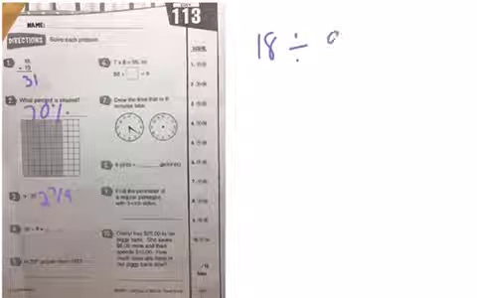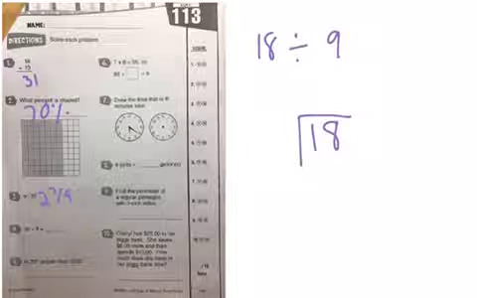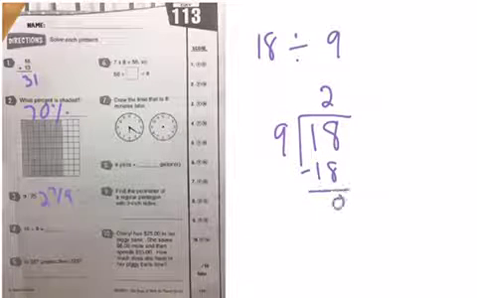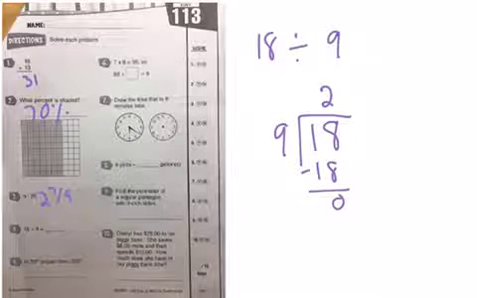Let's look at number 4. Number 4 says 18 divided by 9. Now remember, when you say it to yourself, if you want to make it a little easier, you say 18 divided by 9. And I say to myself, what times 9 equals 18? This one's nice because 2 times 9 equals 18. Nice and simple one. I'm sure you all got that super quick.